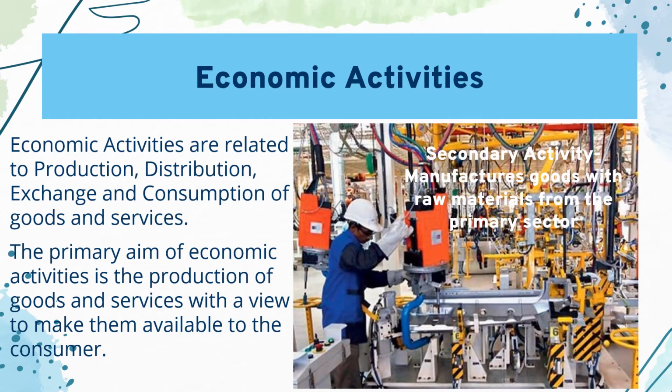Here we have an example of a secondary activity taking place, where we see the manufacturing of a good. And how do we manufacture these goods? We use raw materials that we obtain from the primary sector.